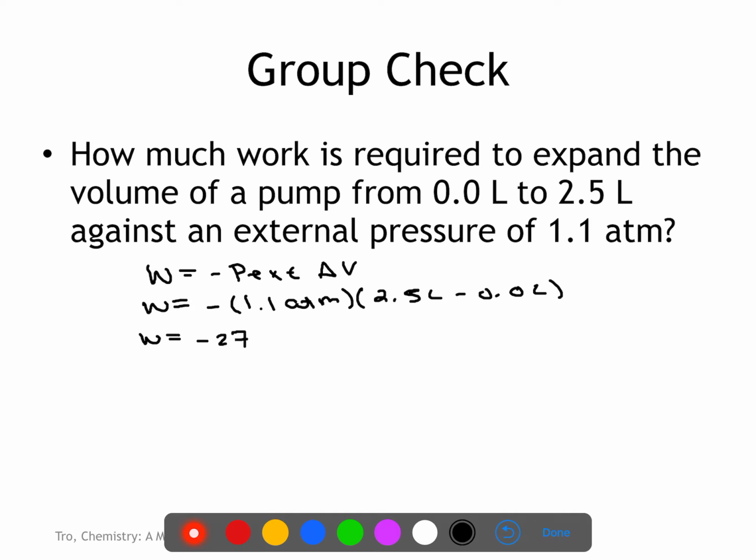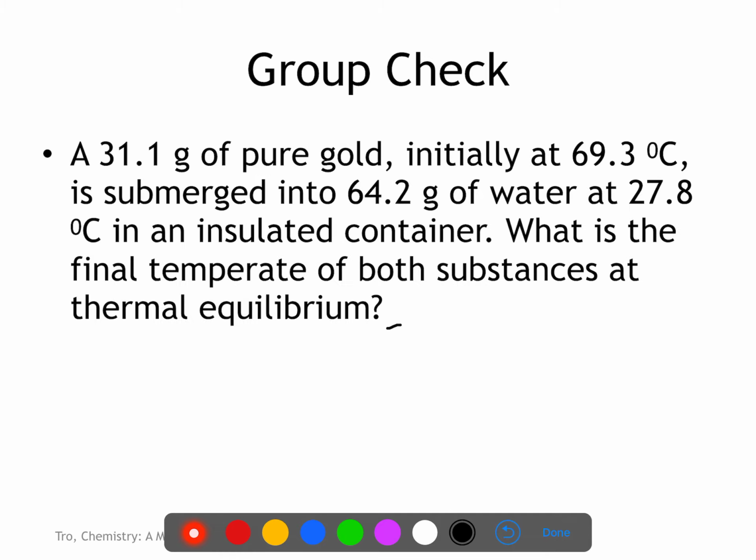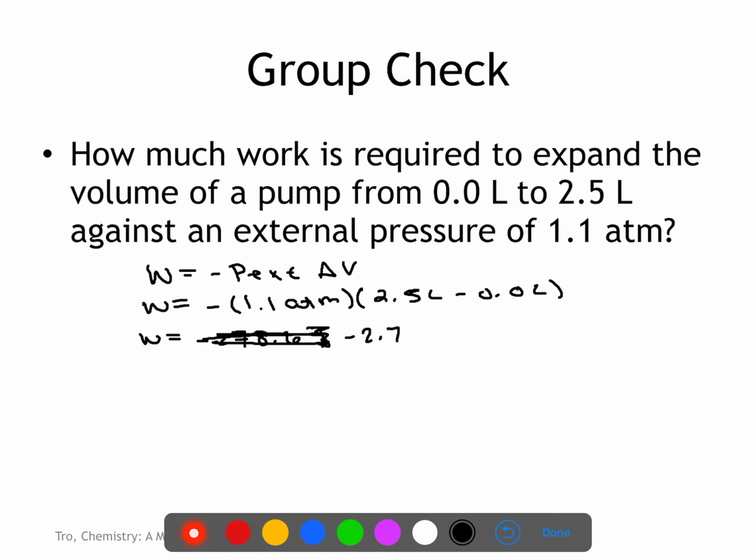Which gives me that the work is negative 278.6 joules. Now, not joules, I went a little ahead. 1.1 times 2.5 is negative 2.75 liter atm. We want work in joules or kilojoules.